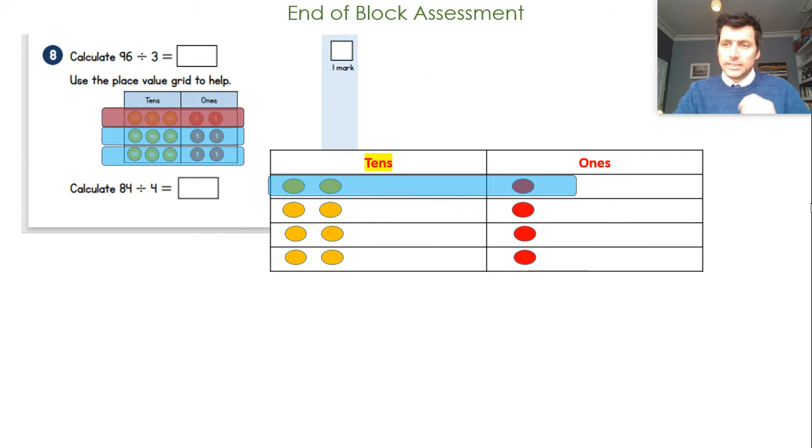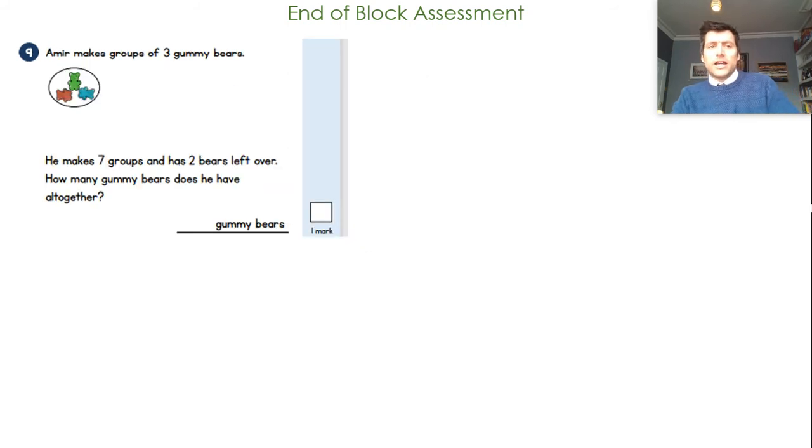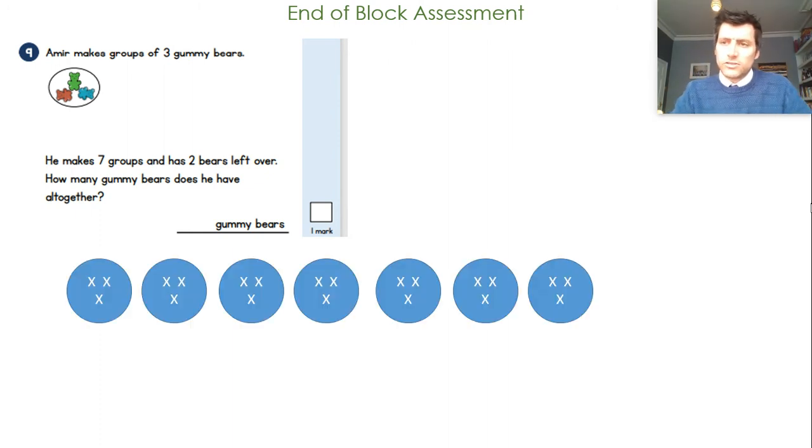Great stuff, guys. Number 9. Come here, lucky old sausage. He's got lots of gummy bears, making them into groups of 3. So the first thing he does is he makes them into groups of 3. My gummy bears aren't very pretty. They're just crosses. I couldn't draw gummy bears very well on the computer. So we can see now we've got 7 groups of 3 gummy bears.